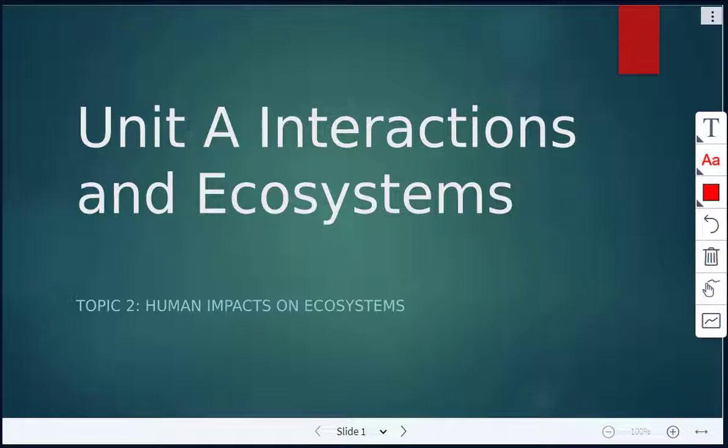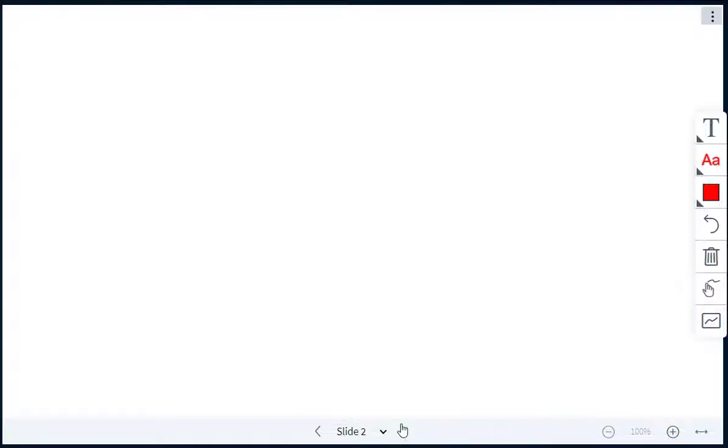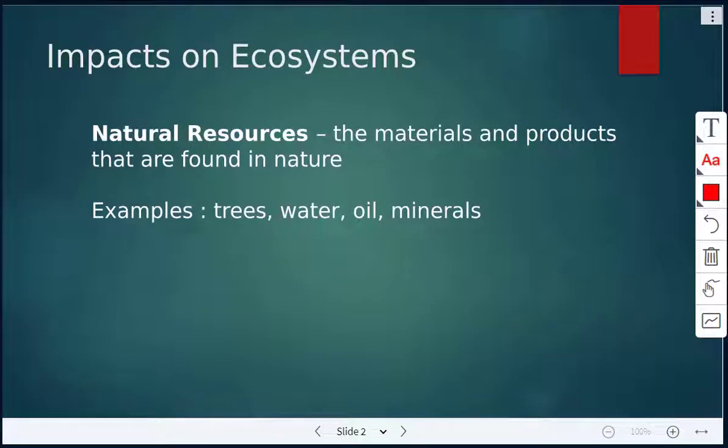Alright, so today we're talking about topic 2, which is human impacts on ecosystems. And we're going to start by defining what a natural resource is. So a natural resource, these are the materials and products that are found in nature. So for example, the trees, the water, oil, and minerals. Those are some examples of natural resources.